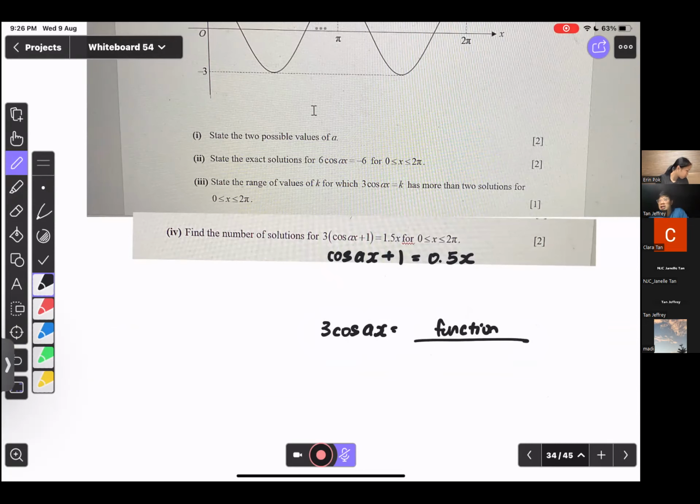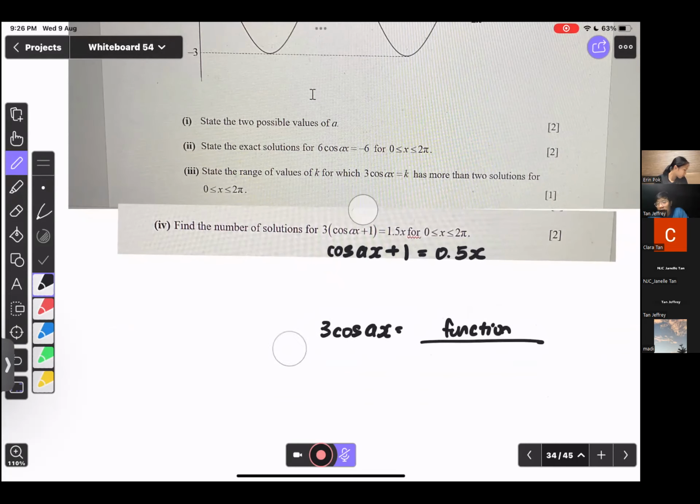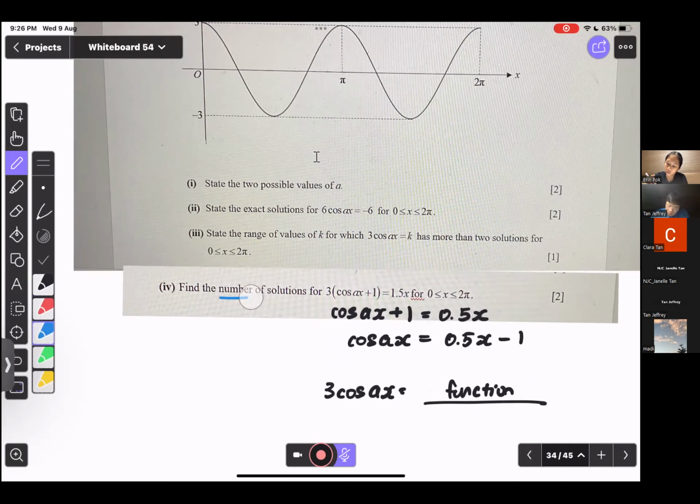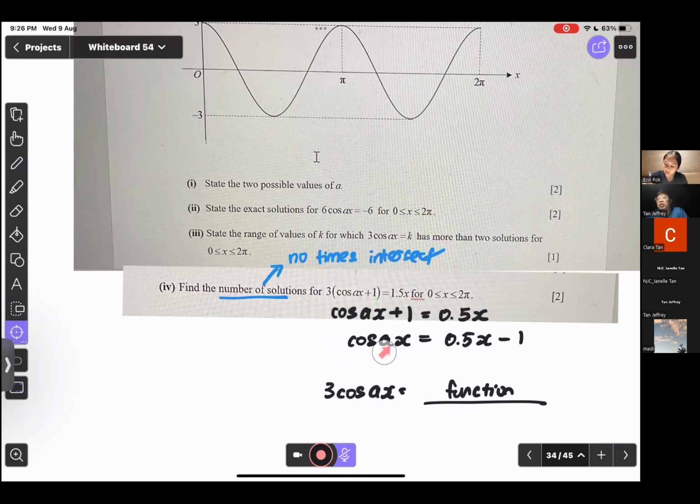This is the same as cosine ax equals 0.5x minus 1. This kind of question is quite important. Find the number of solutions means basically the number of times they intersect. A lot of teachers like to set this question. They will tell you to go and draw a graph, then solve another equation.